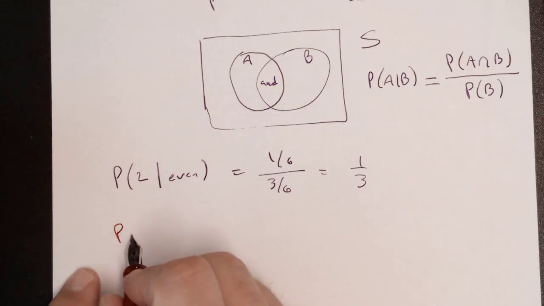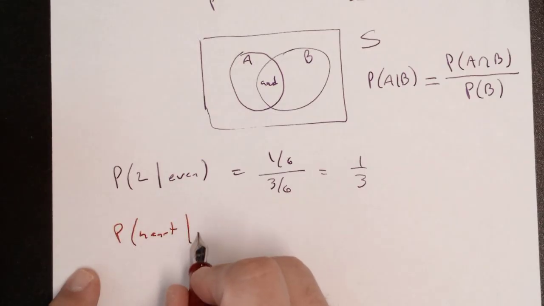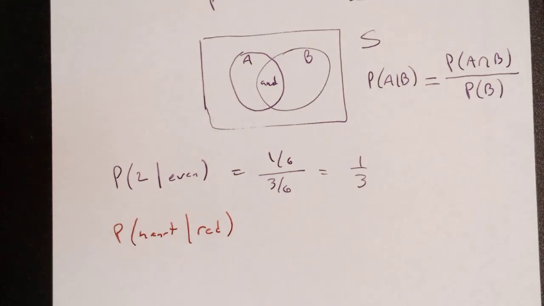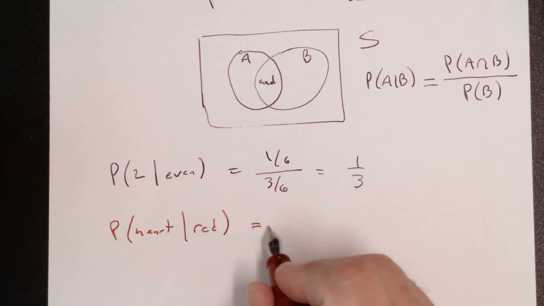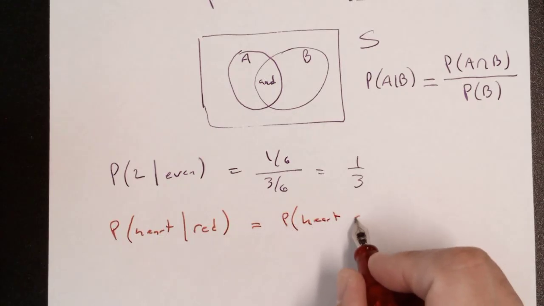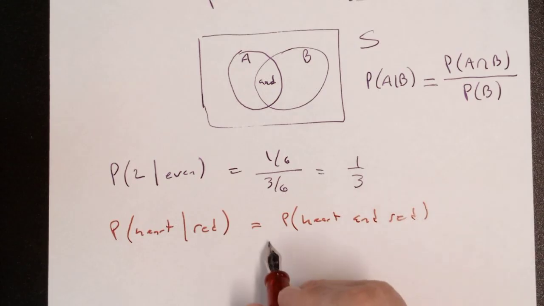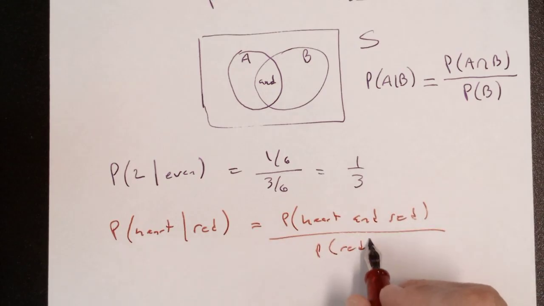You pick a card. What is the chance that my card is a heart? 13 out of 52. But what is the chance it's a heart if I tell you it's red? I'm going to follow this formula right here. In order to answer this, I need to know what's the chance of being a heart and being red. And then I'm just going to divide that by the chance of being red.